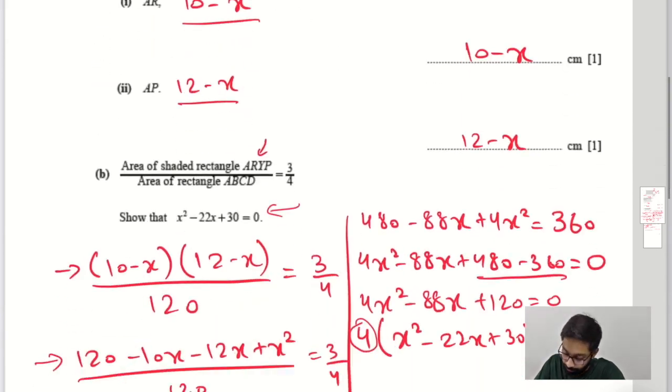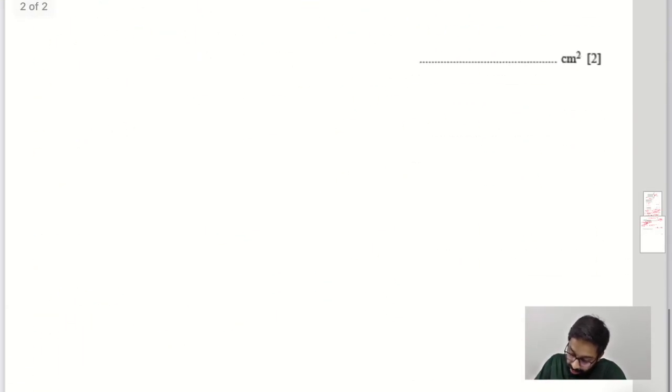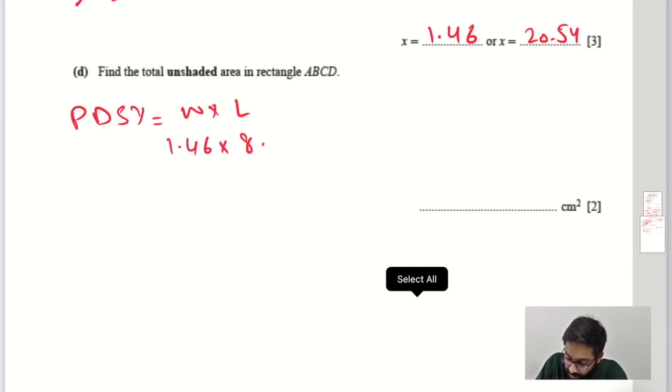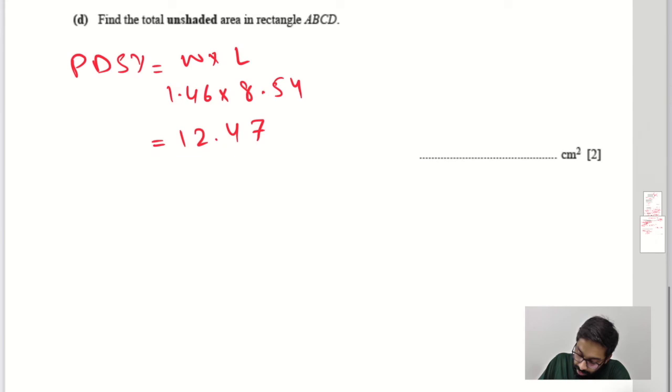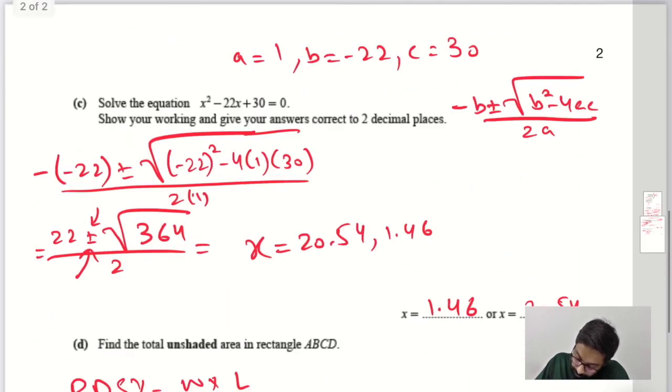Let's find the areas. So the area of PDSY is width times length. The width is 1.46, the length is 8.54. So when we do that, 1.46 times 8.54, it gives us 12.47.